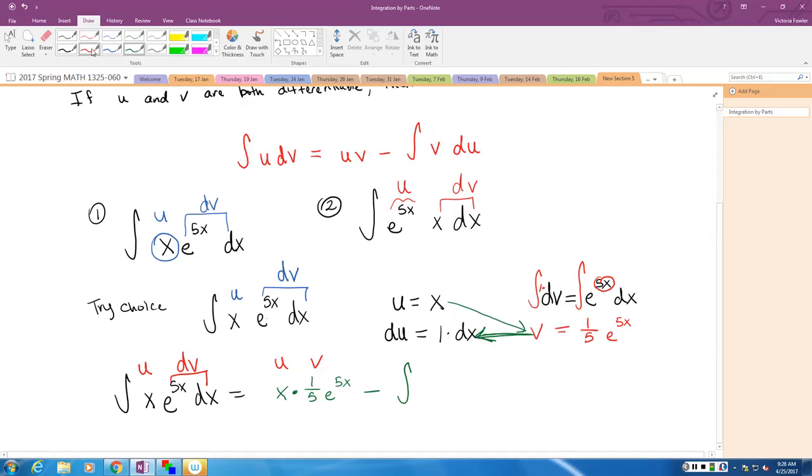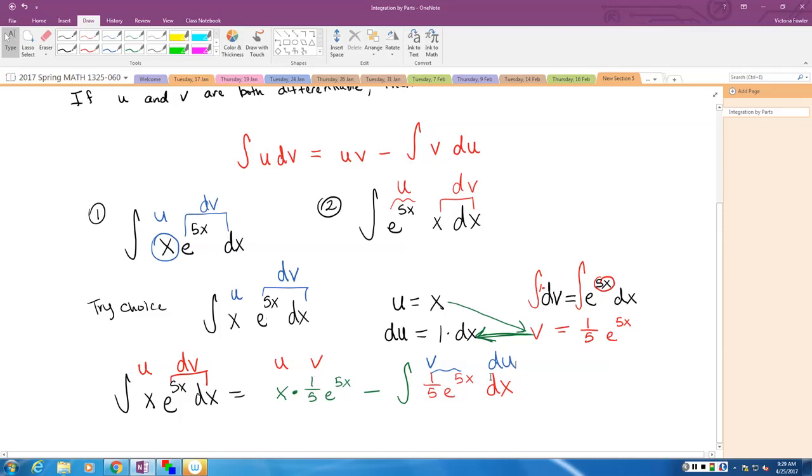Okay, so v then is written as 1/5 e to the 5x, and what is du? Dx. Okay, and so above this, I'm going to go in and say this is v and this is du. So if I pause for a moment, you should be able to go back and say my uv minus my integral of v du.